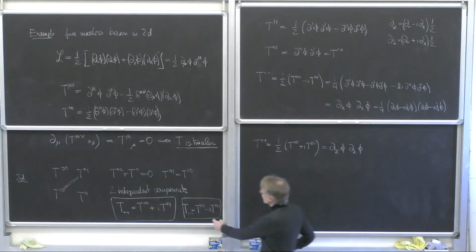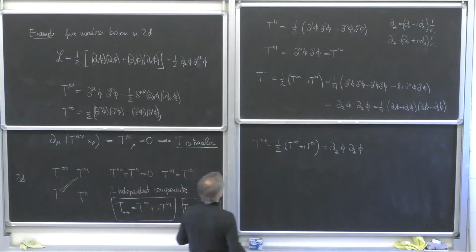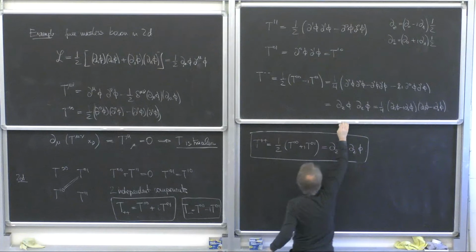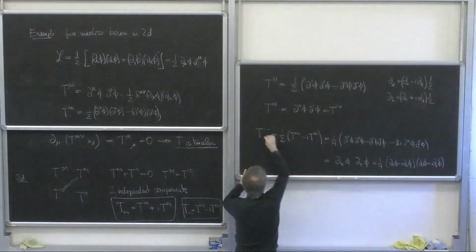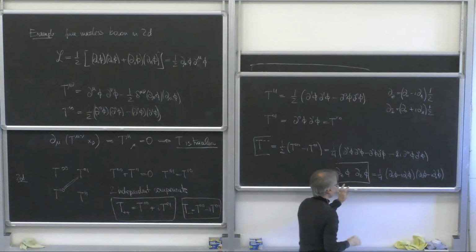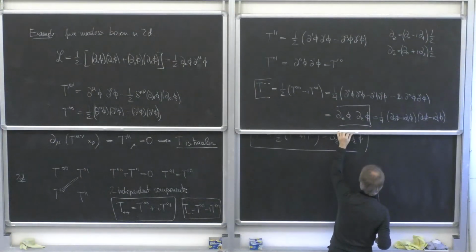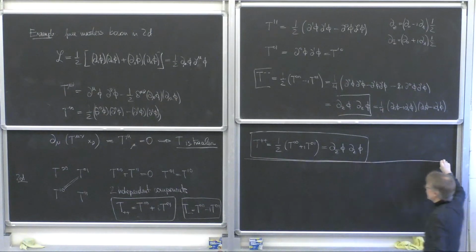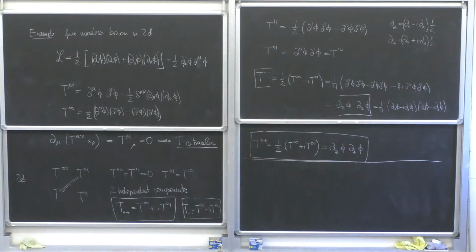So instead of looking at T00 and T01, I look at T plus plus and T minus minus, and they are defined by these expressions. Okay, so these are the components of the stress energy tensor. And now we want to see that it's conserved. So what does conserved mean?